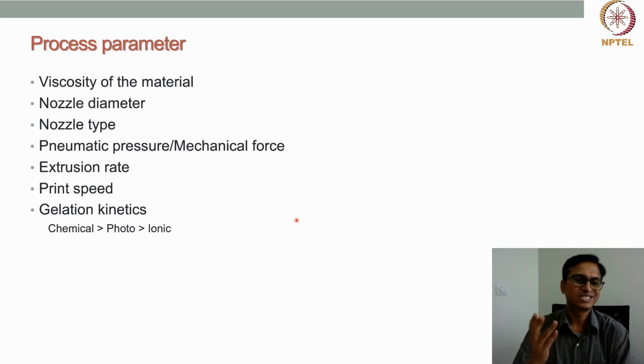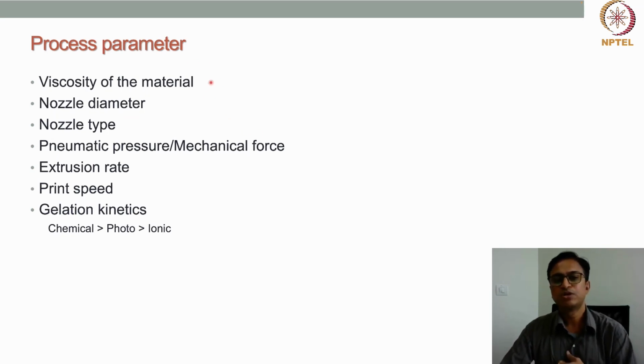So that shear thinning material is mostly used for extrusion-based bioprinting. The viscosity of the material is a very important parameter, and we need to modulate the viscosity so that the extrusion of the material, or in a way the bioprinting of the structure, can be controlled or modulated.